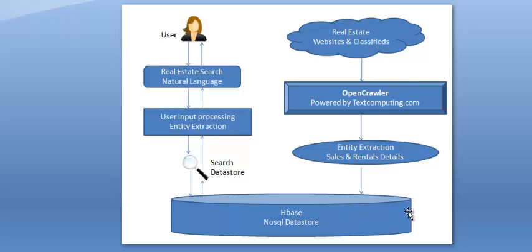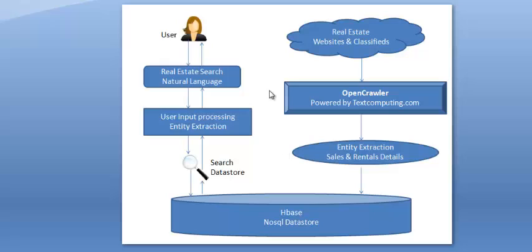So the extracted results of this OpenCrawler will be fed to the entity extraction module, where we use natural language processing units to extract the entities related to the rentals and sales classifieds and real estate data. These details, once extracted, will be stored in a distributed data store. We use HBase, a NoSQL distributed data store, for this.